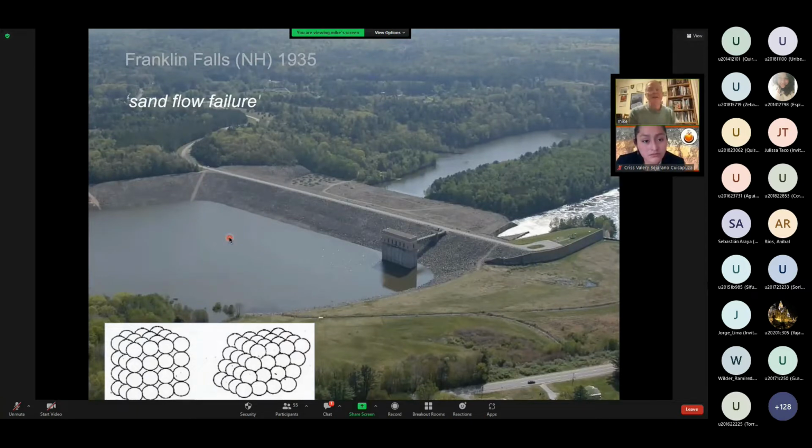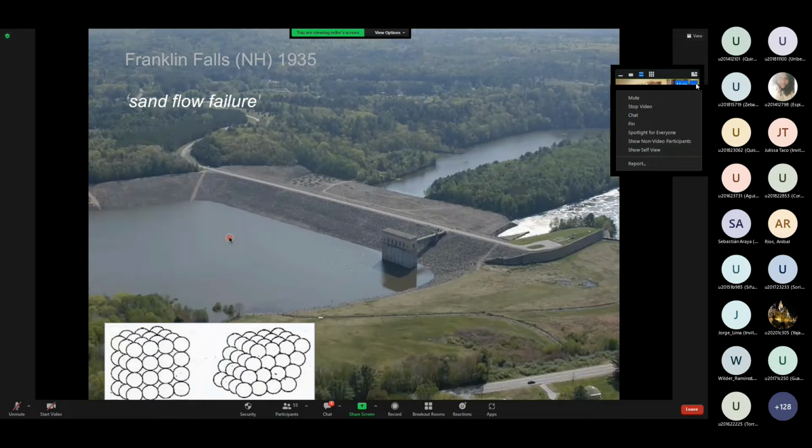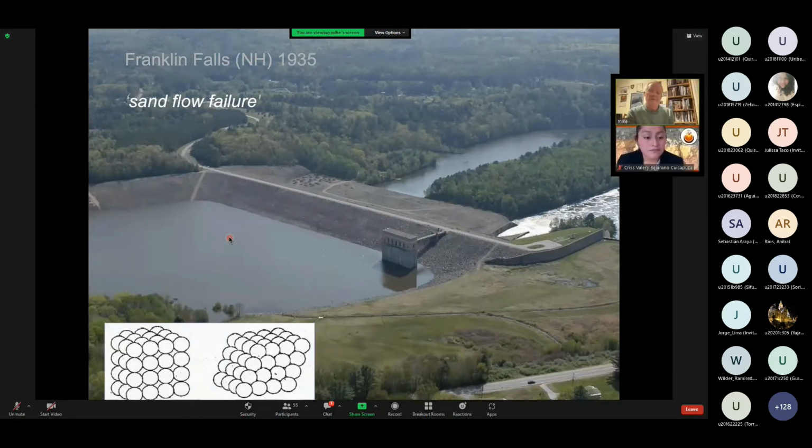The dam you're looking at here is Franklin Falls. It's about an hour's drive north of Boston on the east coast of the United States. It was designed in 1935 and built in the following few years. And this is the world's first liquefaction resistant dam.